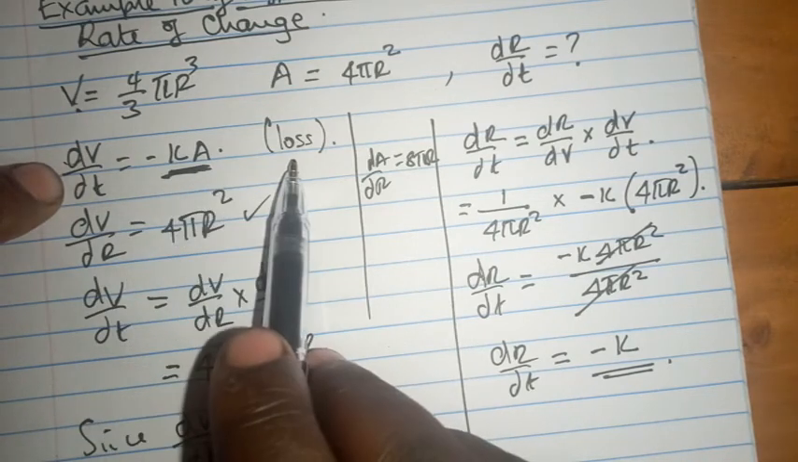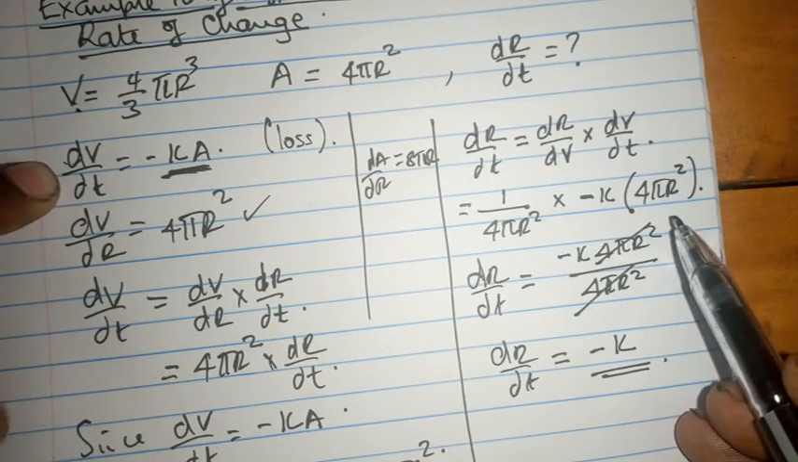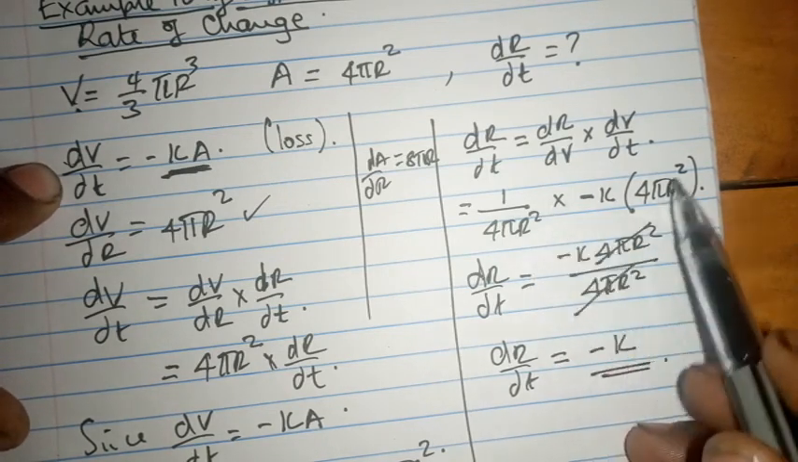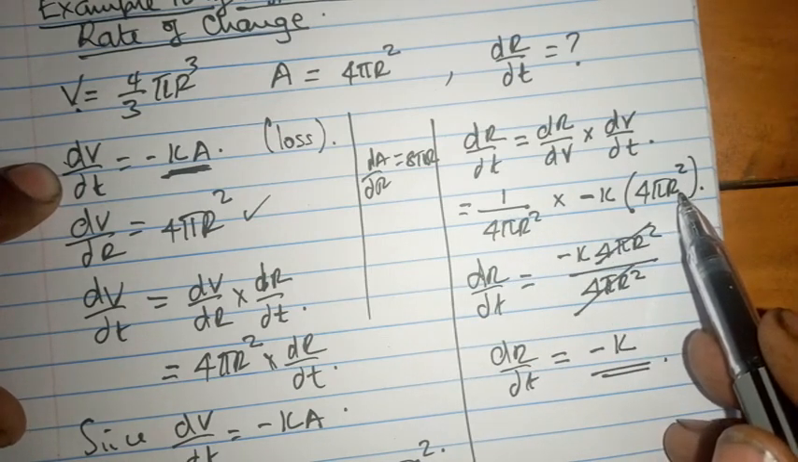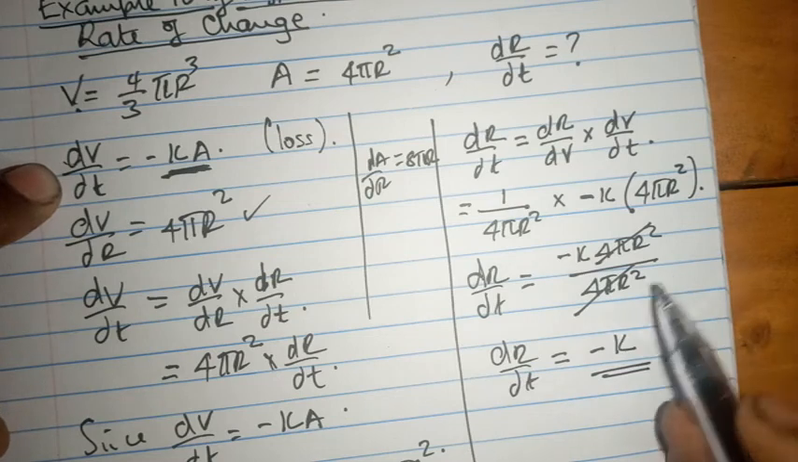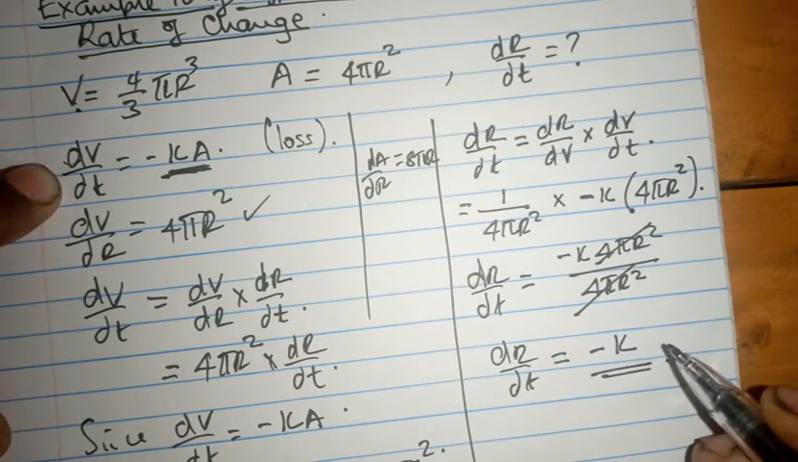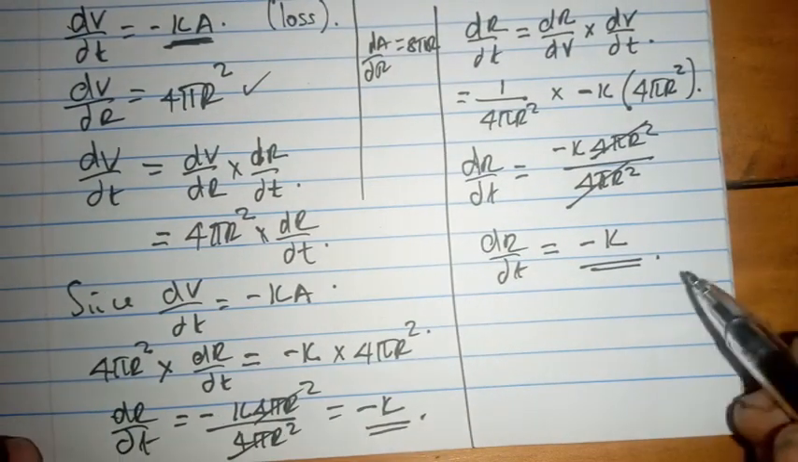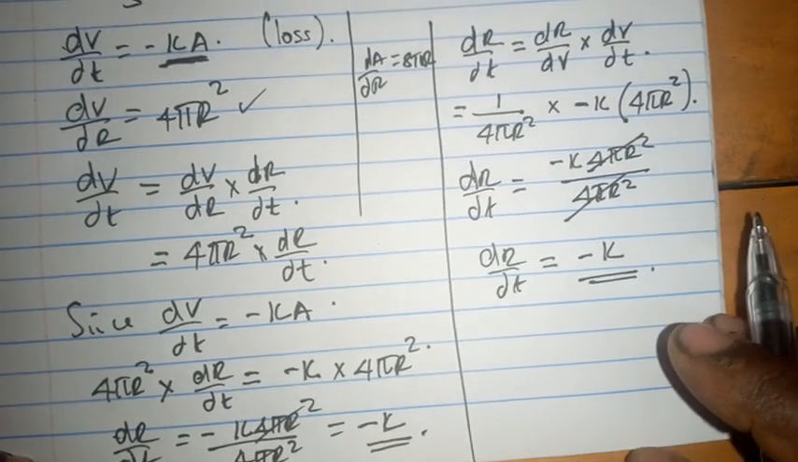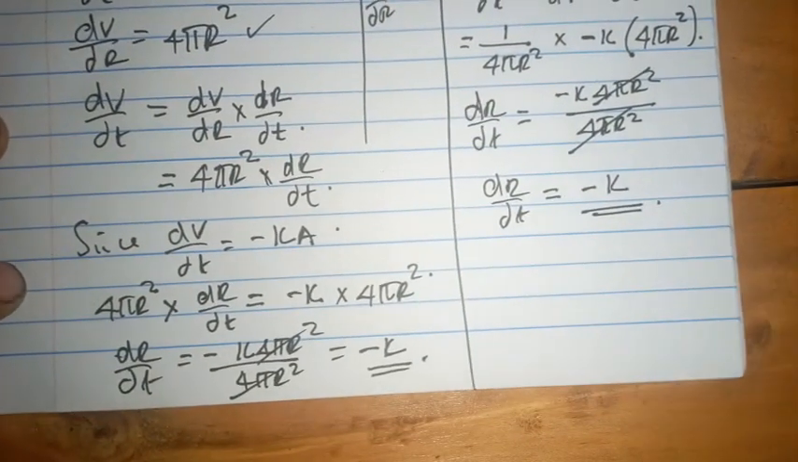So minus k, and the area is 4 pi r squared. If you multiply out everything, dr/dt is minus k times 4 pi r squared over 4 pi r squared, and this cancels out, so dr/dt is simply minus k. So the rate of change of radius with time is negative k. Please note that you have been able to bring all the information on board and use it.